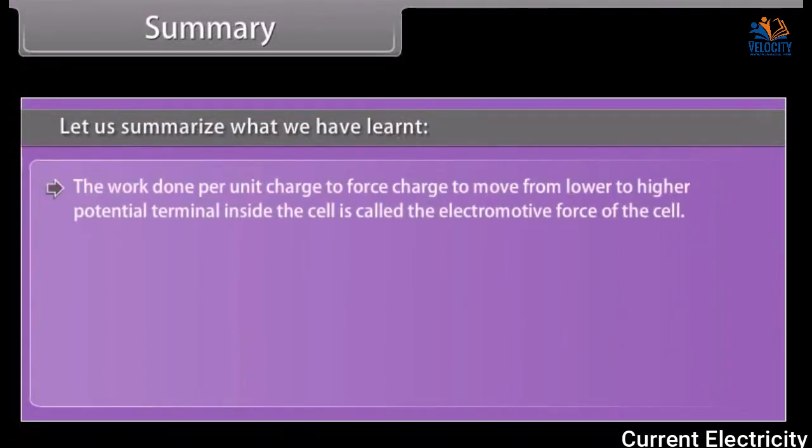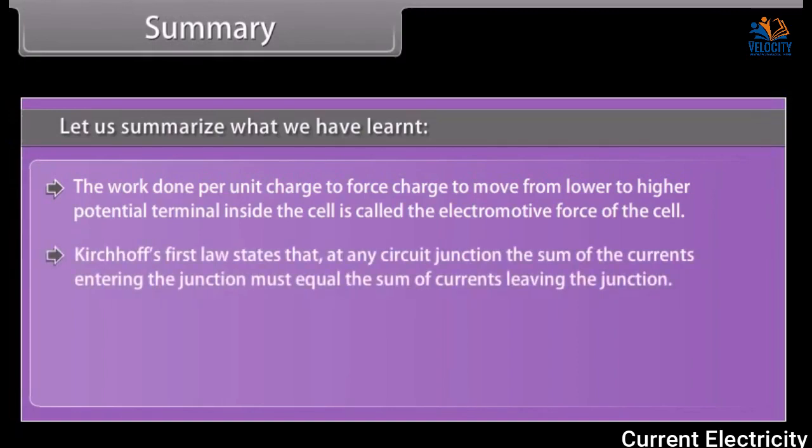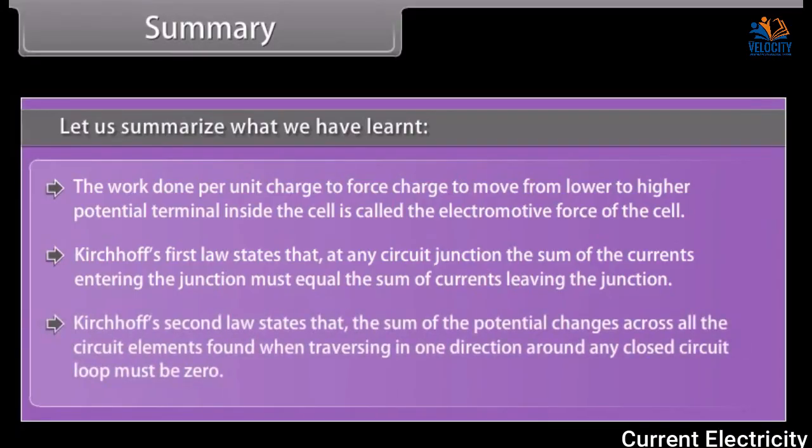The work done per unit charge to force charge to move from the lower to the higher potential terminal inside the cell is called the electromotive force of the cell. Kirchhoff's first law states that at any circuit junction, the sum of the currents entering the junction must equal the sum of currents leaving the junction. Kirchhoff's second law states that the sum of the potential changes across all the circuit elements, when traversing in one direction around any closed circuit loop, must be 0.